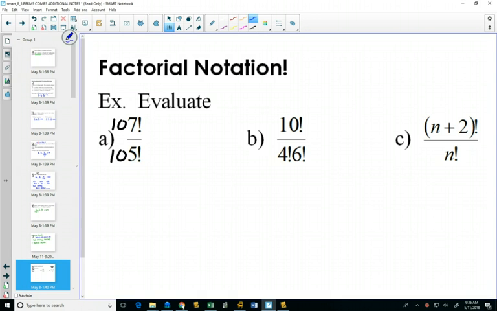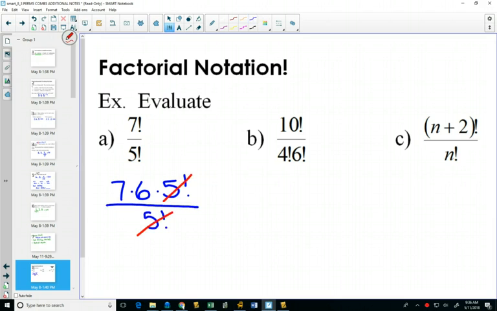So instead, what we're going to start doing is start expanding the bigger one, 7 times 6, and when you get to 5, just say, well, it would keep going, so I'm going to put an exclamation mark there because I have that same thing on the bottom, and all of those would cancel out. And the same thing, if you had 107, it would just be 107 times 106, and when you get to 105, write factorial to cancel out with the 105 factorial on the bottom. This just leaves you with 42. Same thing on the next one.